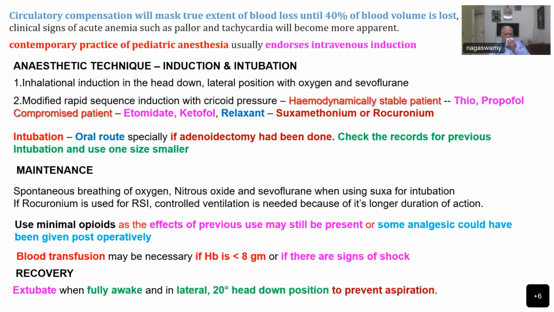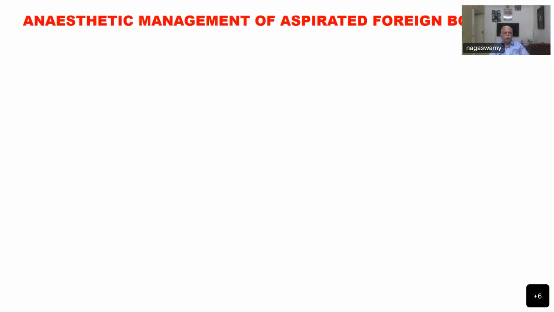Recovery: extubate fully awake in the lateral 30 degree head-down position to prevent aspiration. So that is all the main points with foreign body and post-tonsillectomy bleeding.